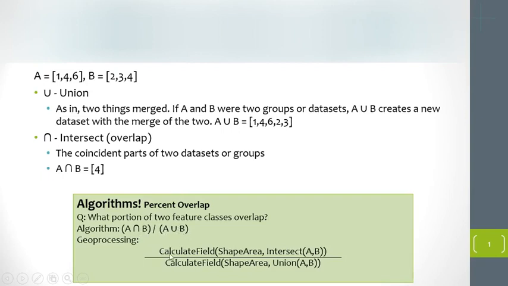And in a geoprocessing workflow, we're going to have to calculate the fields. And rather than have you process what this means, I'll show it to you instead. But know that percent overlap is intersect over union. So that's what we're about to do.